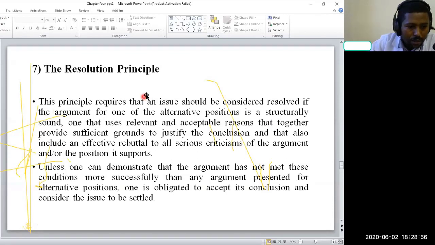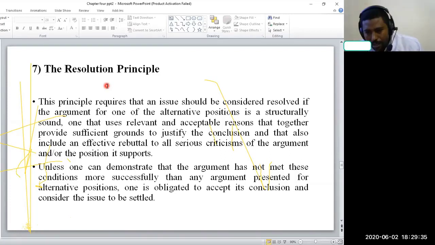The final one, I think, is the resolution principle. This principle refers to that in every argument, one of the alternate positions is structurally sound. On that, use relevant and acceptable evidence that together provides sufficient ground to justify the conclusion, and also includes effective rebuttal to all serious criticism of the argument. So unless one can demonstrate that the argument has not met this condition more successfully than any argument presented for the alternate position, one is obliged to accept its conclusion and consider the issue to be settled.